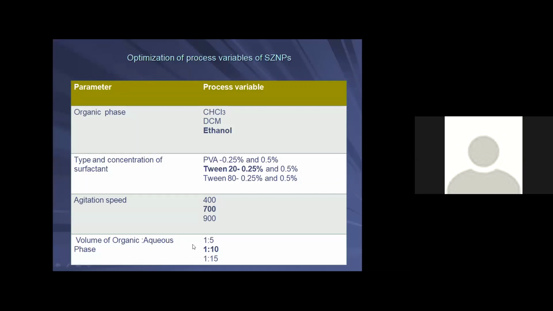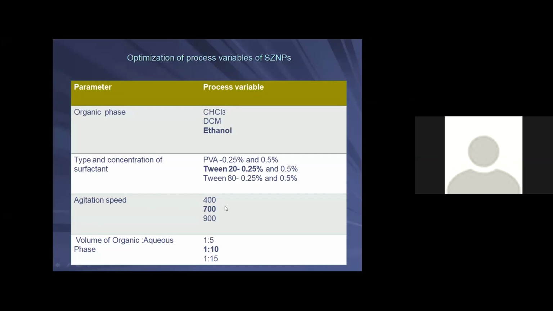For the organic phase, we have selected 3 organic solvents. Among them, ethanol is considered better to dissolve the drug and polymer. Then the type and concentration of surfactant. In the aqueous phase, we are going to use a surfactant in order to make it stable. Here we have taken PVA, Tween 20 and Tween 80. Among them, Tween 20 at 0.25% concentration is giving the better result.